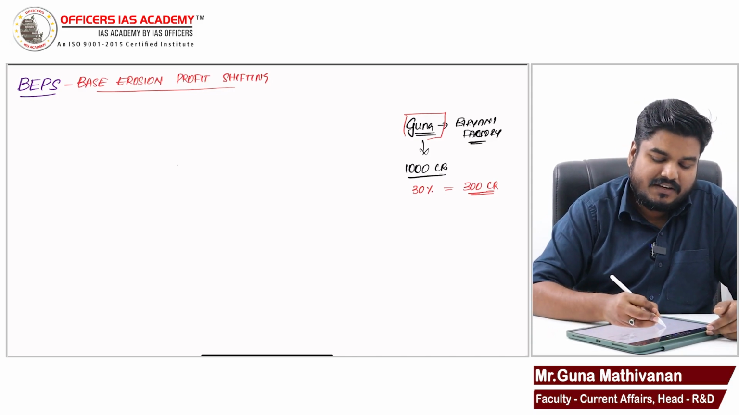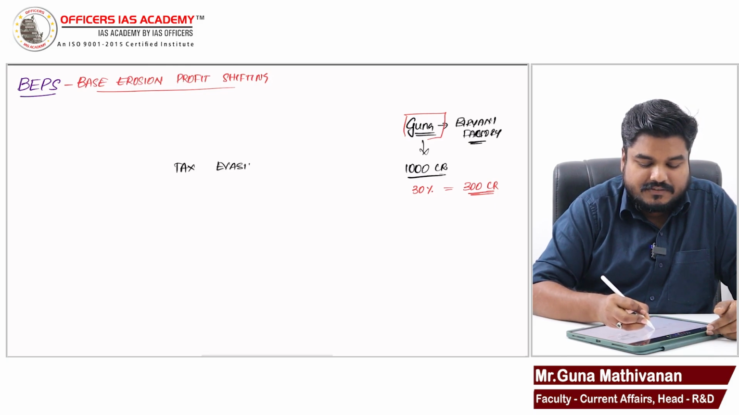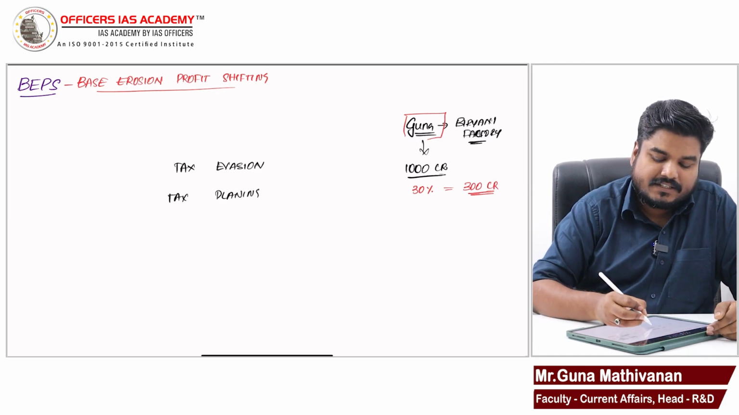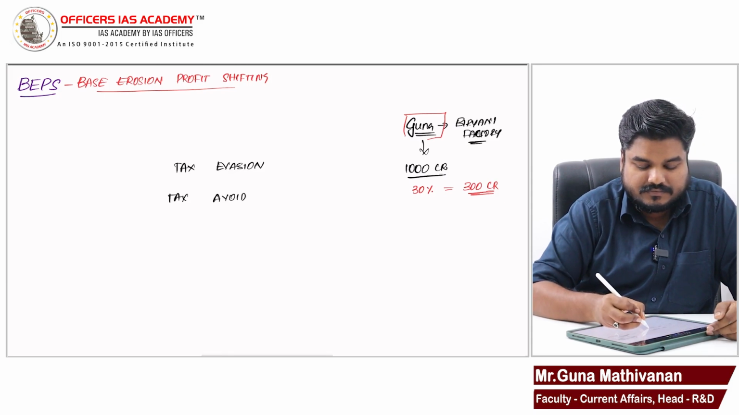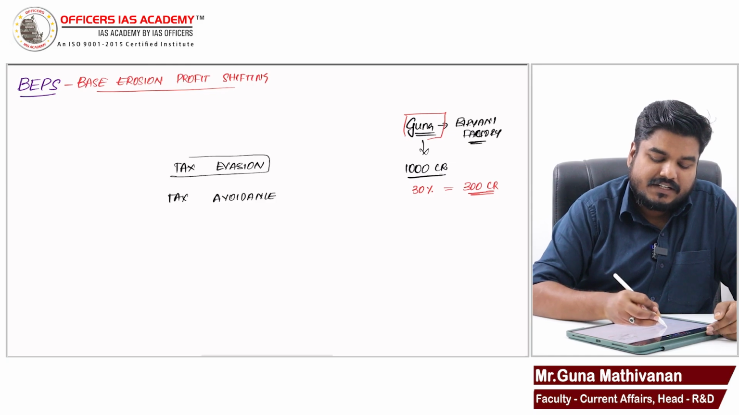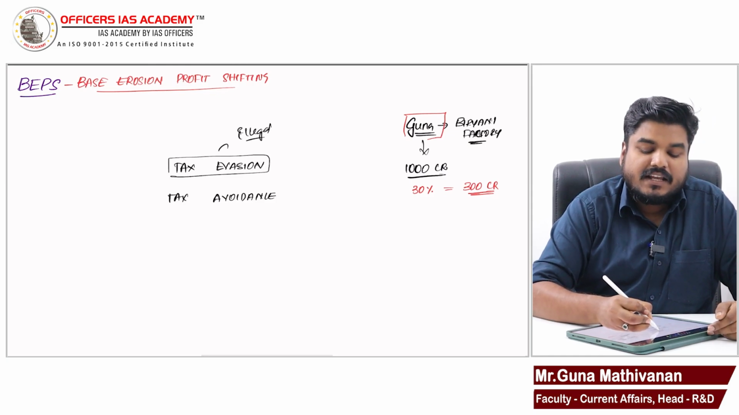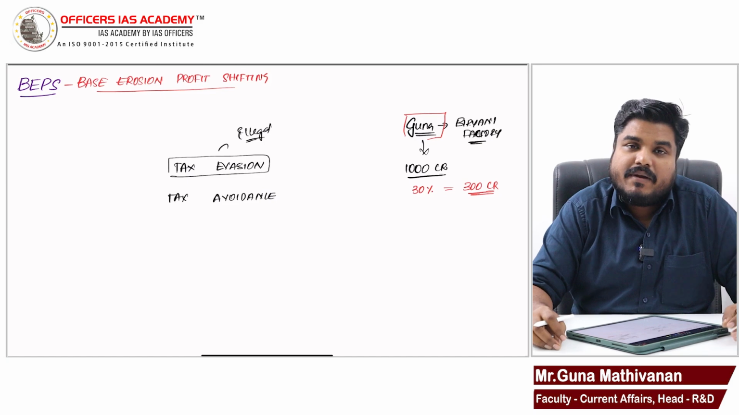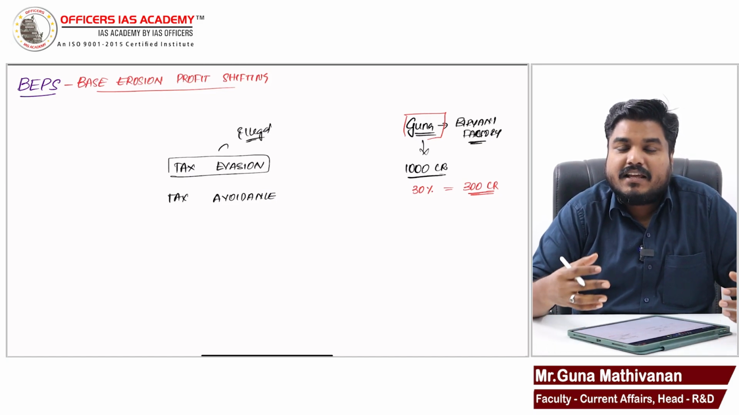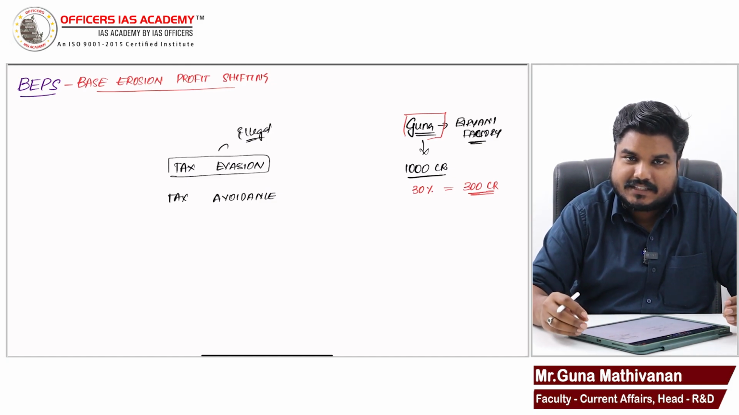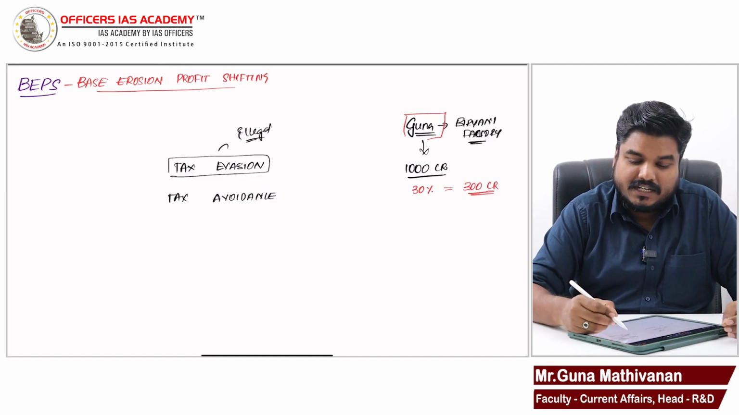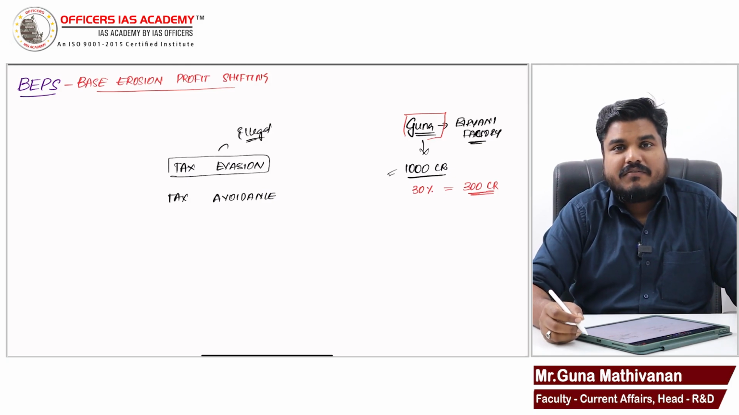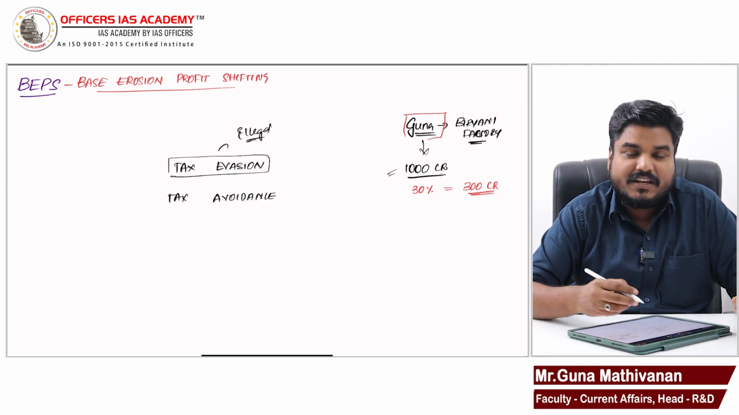Here you have to understand the difference between tax evasion and tax planning, or tax avoidance. Tax evasion is illegal. That is, I hide my income. I earn 1000 crores, but I tell the government that I am earning only 100 crores, and pay tax only on that. When I hide my income and do not account for it, that is tax evasion.